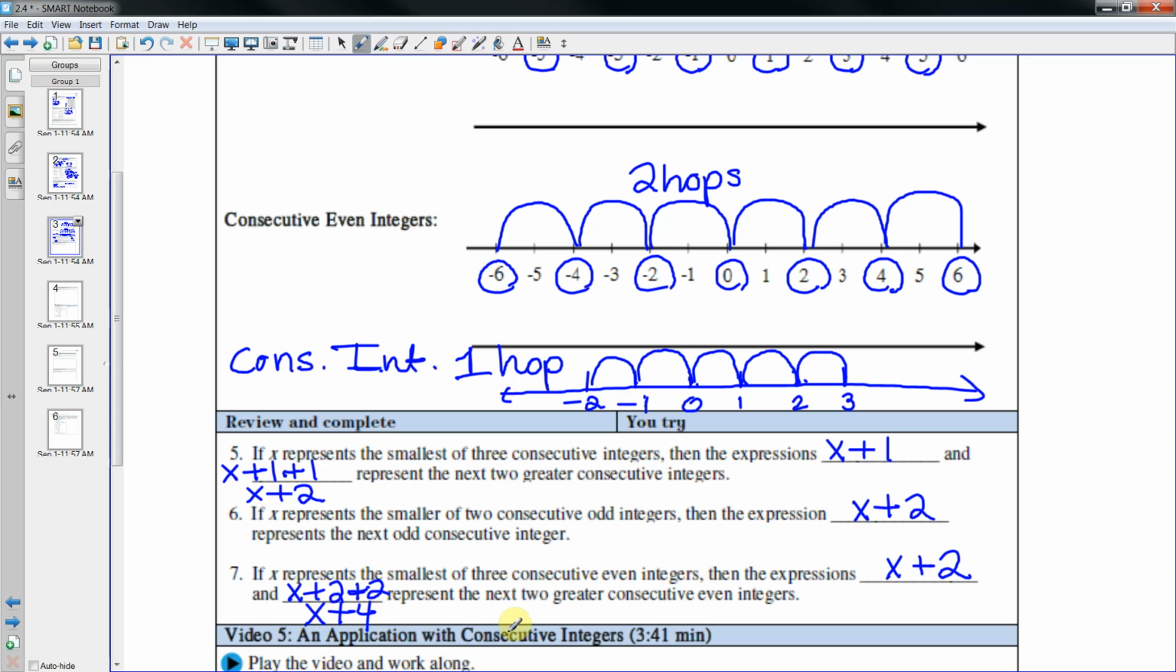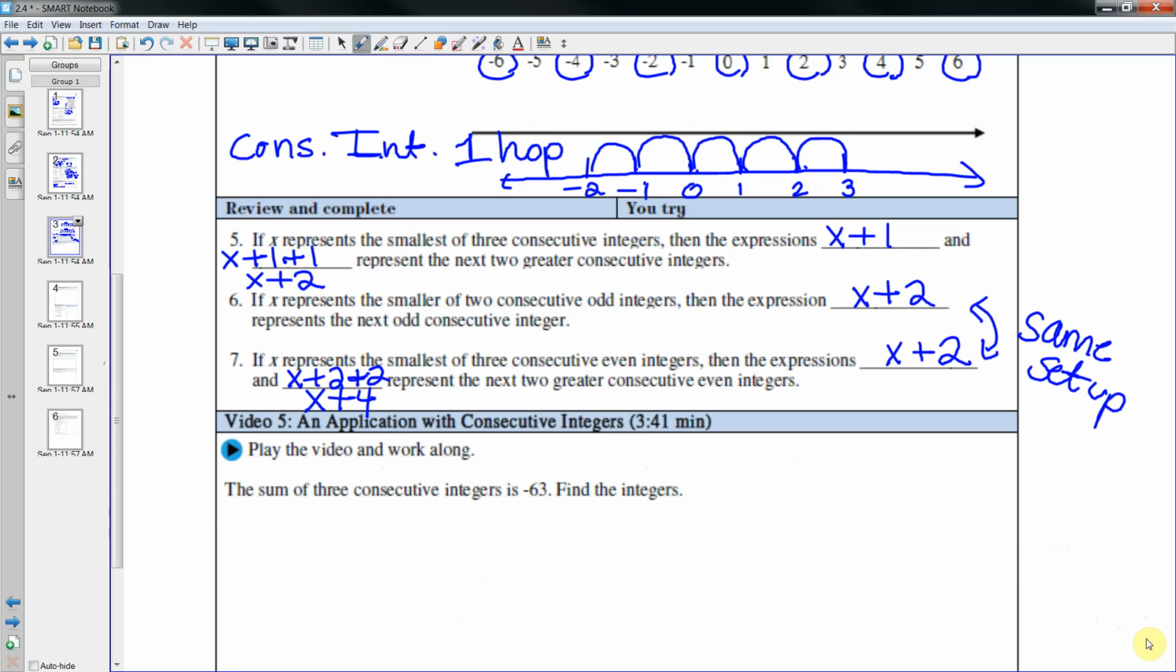If I'm doing 3 integers, 3 odd or even, these are the same setup for odd and even. Doesn't matter if I'm talking odd or if I'm talking even, same setup. So here's how some problems will look.